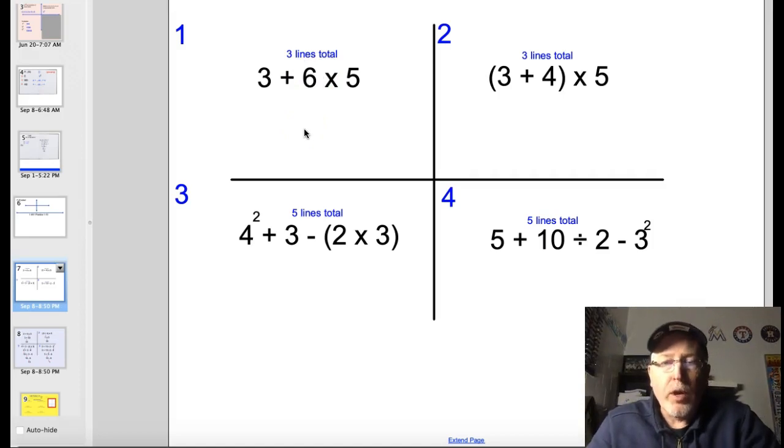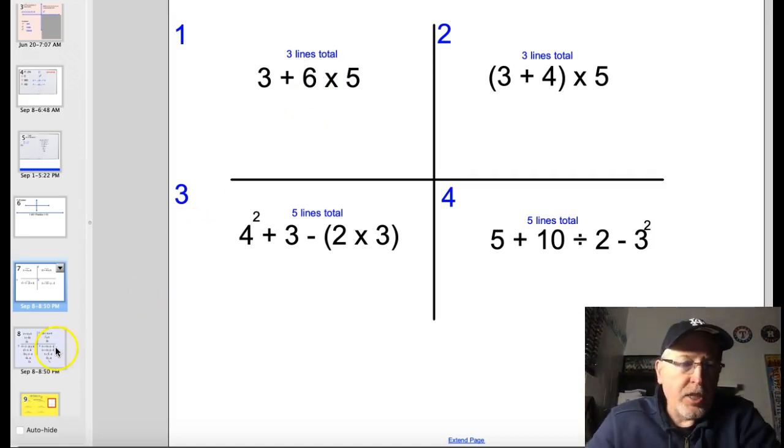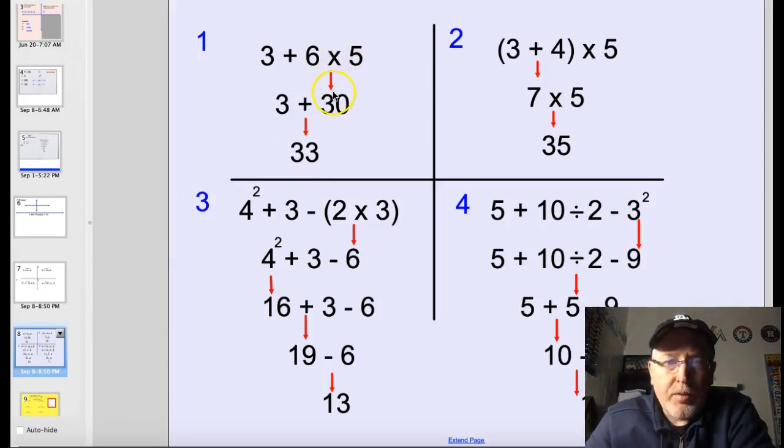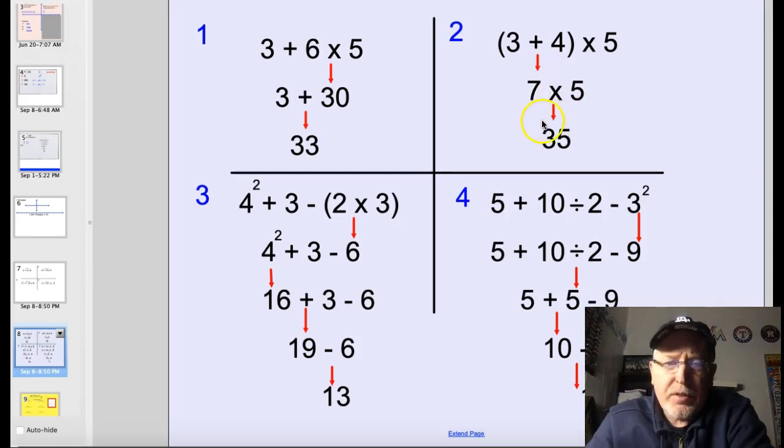Okay, go ahead. All right, let's take a look and see how you did. You do 6 times 5 first here, and then you have 3 plus 30, and you can add them up to get 33. Do the parentheses first here, 3 plus 4 is 7, and then you just have 7 times 5 is 35. This one over here, you've got an exponent, addition, subtraction. You have to do the parentheses first. 2 times 3 is 6, and then we have an exponent. 4 squared is not 8, it's 16. 16 plus 3 minus 6, and then we can do the addition, because that's all that's left, addition and subtraction. 16 plus 3 is 19. Then we subtract 6, and we get 13.